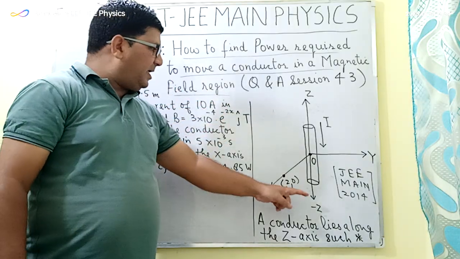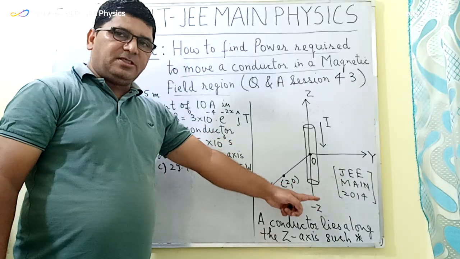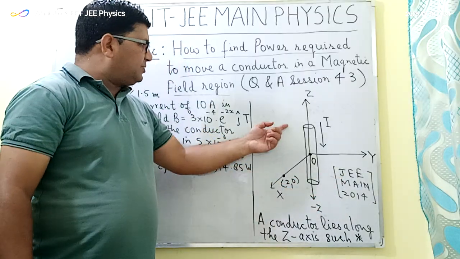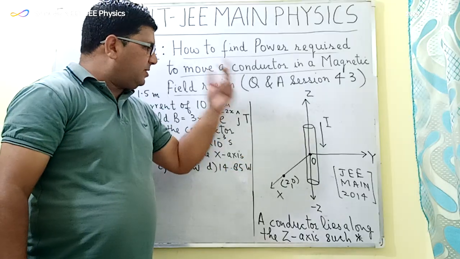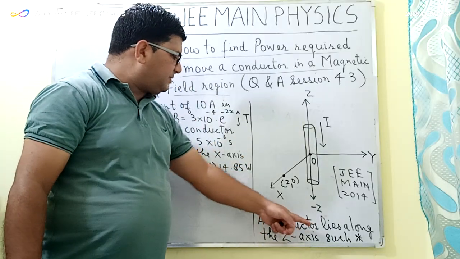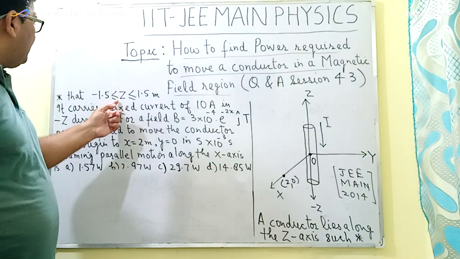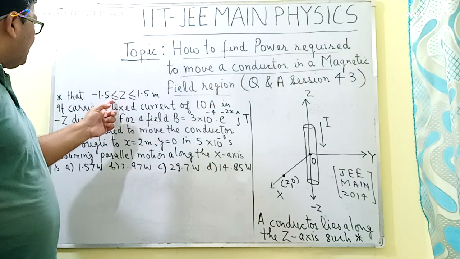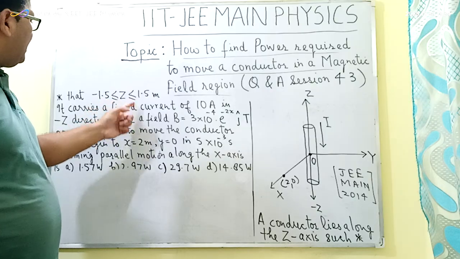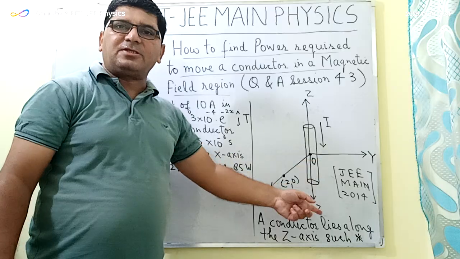Based on this topic, I have one question which was asked in the IIT-JEE Main exam in the year 2014. This is the figure which was provided along with the question. The question is: a conductor lies along the z-axis such that z is greater than or equal to minus 1.5 and less than or equal to 1.5. So we can say that the length of this conductor is equal to 3 meters.